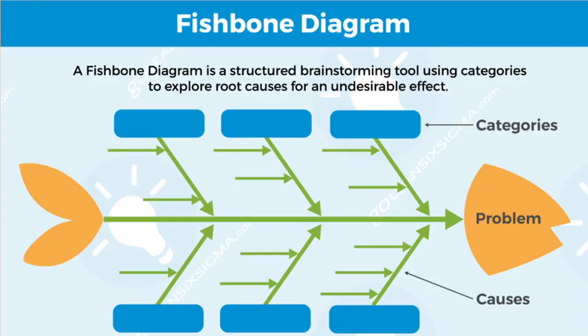Second task is fishbone. Before that, let's look at what is fishbone. A fishbone diagram is a structured brainstorming tool using categories to explore root causes for an undesirable effect. So as you can see, this is like the fish and its bone, right? The head of the fish is the main problem, and the bones are the causes that lead to the problem. And the blue ones are the categories.